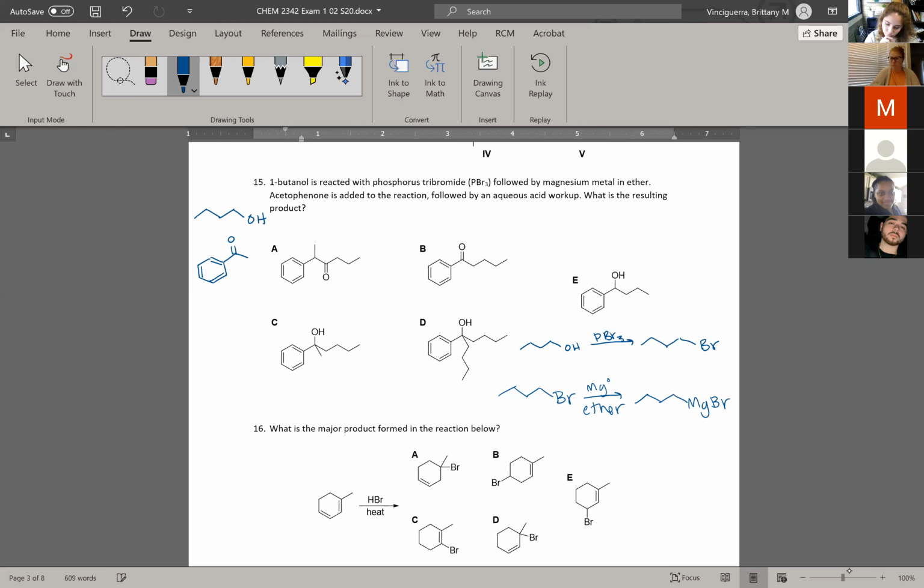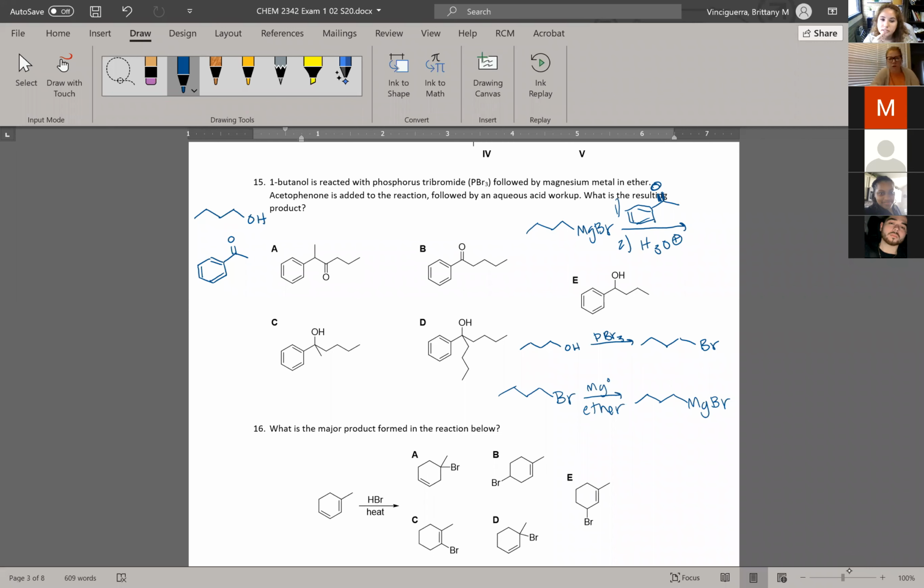Okay, and then the Grignard reacts with acetophenone. I realize I kind of ran out of space here. And it's followed by an aqueous acid workup. So this is step 1, and this is step 2. Aqueous acid workup just means you're following it with aqueous acid. So which product most matches this?